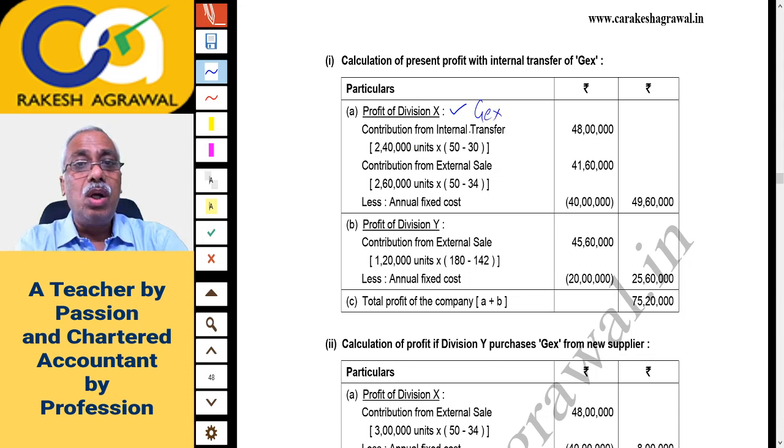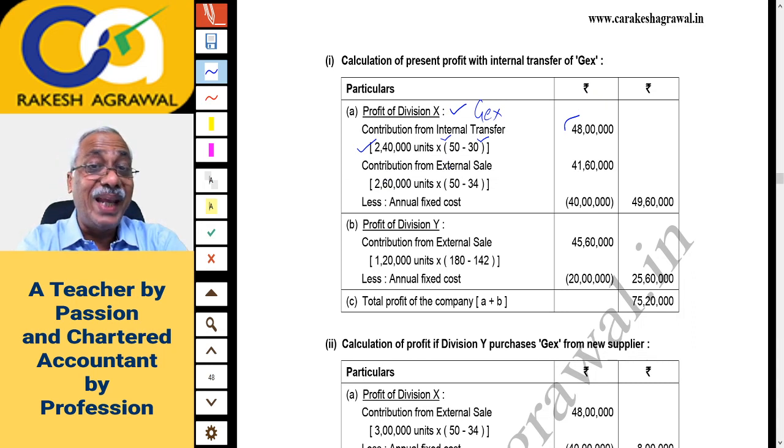Contribution from internal transfer. Internally you will transfer 2,40,000 units at the rate of 50. But for internal transfer the variable cost will be 30. So 50 minus 30, 20 rupees contribution per unit into 2,40,000 units. If you have a calculator with you and you want to cross check, you can do that.